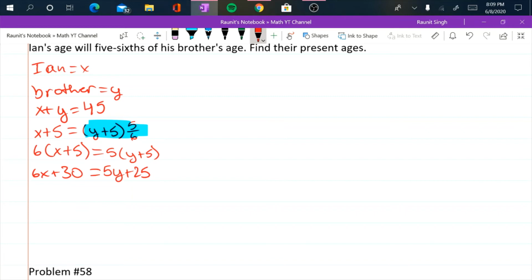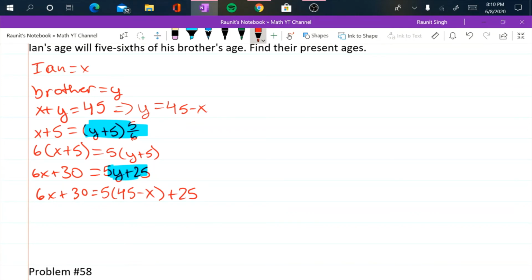So let me reiterate this equation. This equation is also equal to y equals 45 minus x, right? Since we can just subtract x from both sides. And we can just replace that with this y, and then we'll have a value of x. So we're going to have 6x plus 30 is equal to 5 times 45 minus x plus 25.